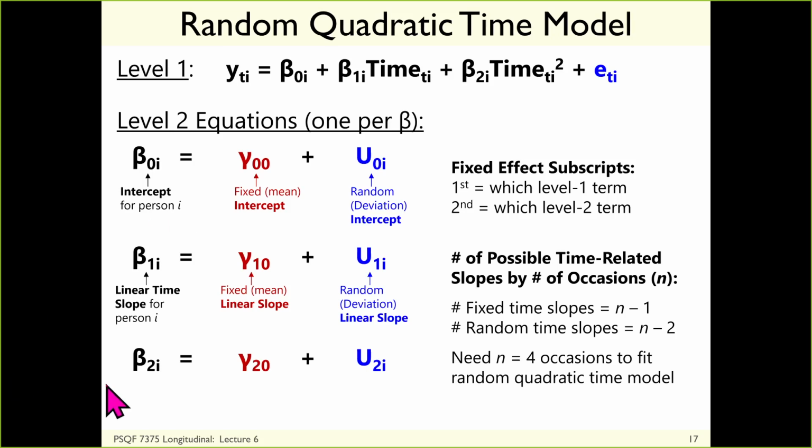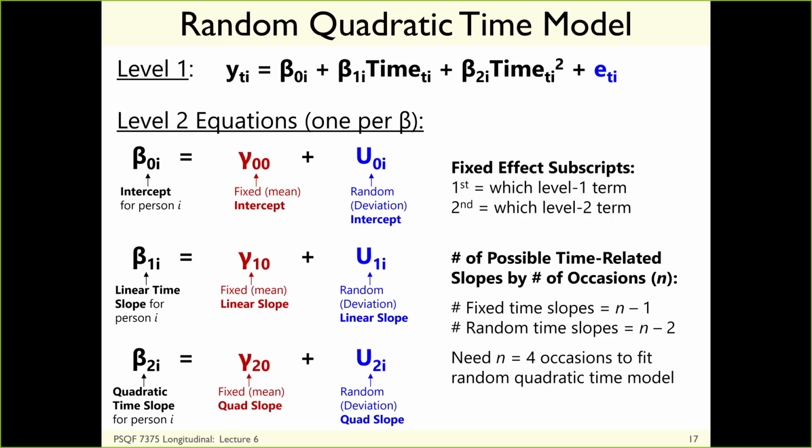Last but not least, beta 2. Beta 2i is how each person gets their own effective time squared. Gamma 2,0 is the mean fixed effect for the sample, and U2 is how far off my deviation is from the fixed effect for the quadratic. So all the terms in this line start with the 2 because they're predicting beta 2. All the terms in this line start with a 1 because they're predicting beta 1. All the terms in this line start with the 0 because they're predicting beta 0. And you need 4 occasions to be able to estimate this.